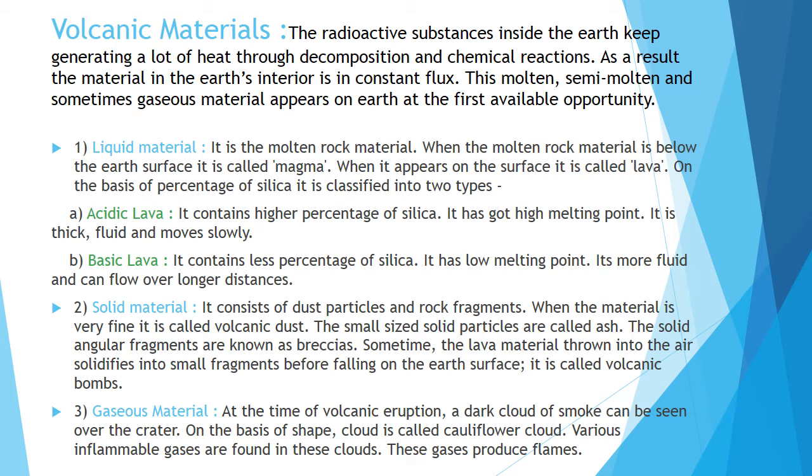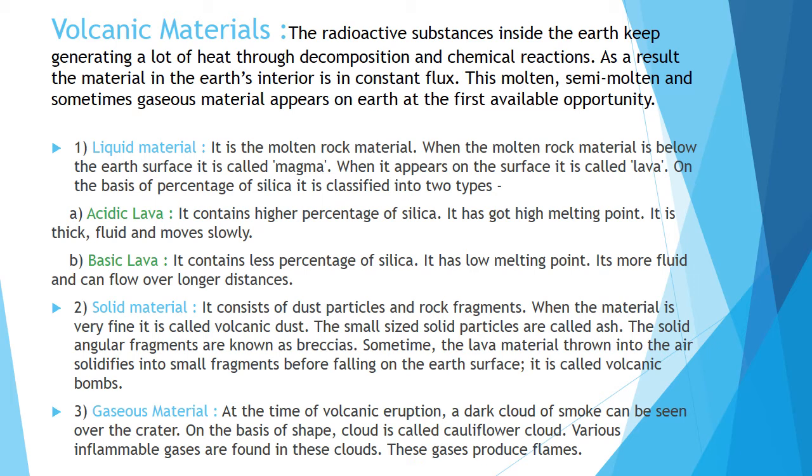So as we all know, even solid material like dust particles and rock fragments are also thrown out. The small particles are called ash, and the angular fragments, the solid material which is thrown out, are called breccia. So all these things are also thrown out during the volcanic eruption.